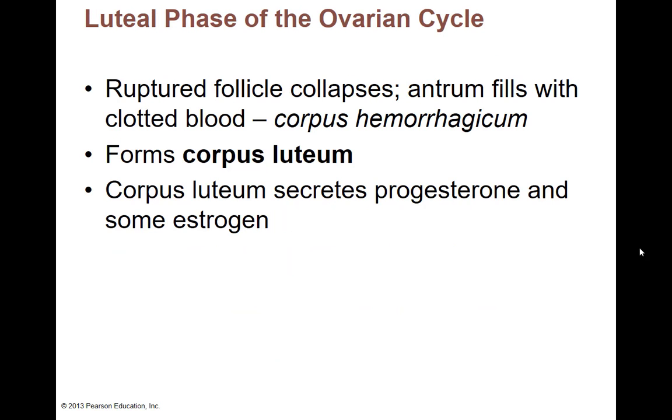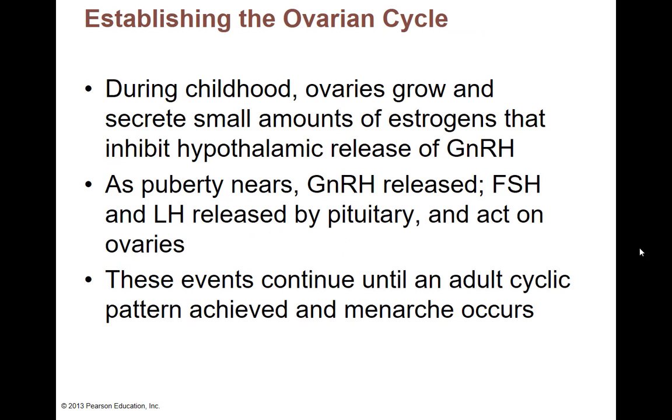Now, the luteal phase of the ovarian cycle. So we release the egg. That mature follicle that released the egg, that ruptured follicle, it collapses. The inner part of it, the antrum, that fluid that was in there, fills with blood. Let's call it the corpus hemorrhagicum, because it's filled with blood. However, the cells that make it will start to swell and enlarge, and we now call it a structure called the corpus luteum.